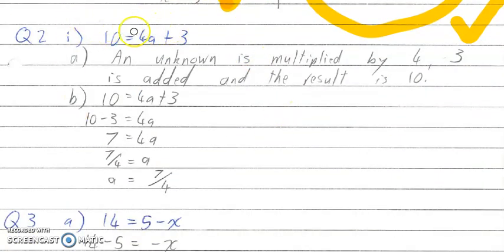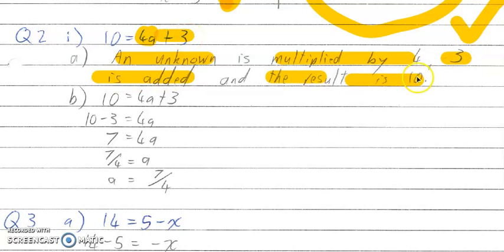Question 2 says 10 = 4a + 3. Now, the textbook asks us to describe what's going on here. Well, we have an unknown number. It is multiplied by 4, as you can see up here. 3 is then added, as you can see here, and the result is 10. Then the question asks us to solve it, figure out what a is.